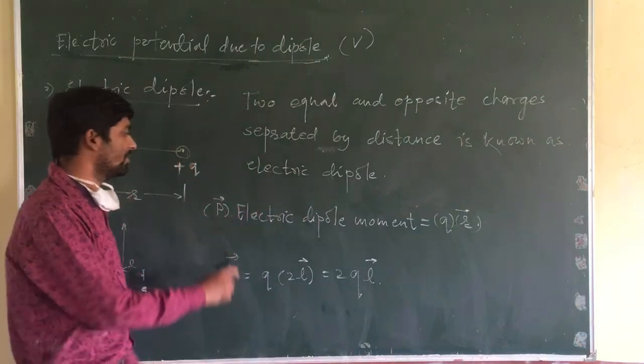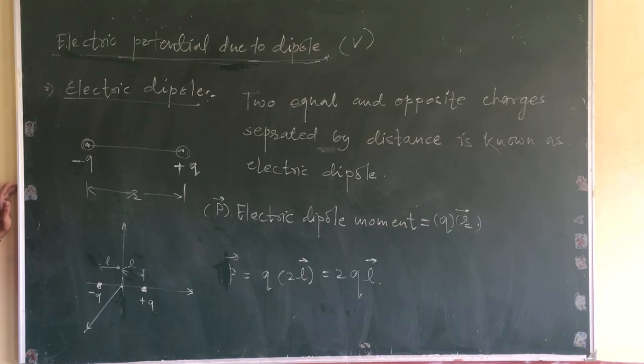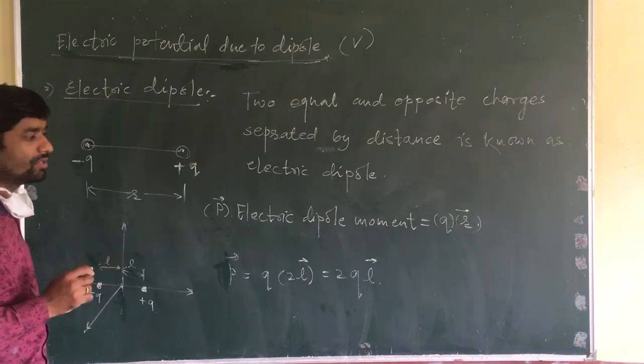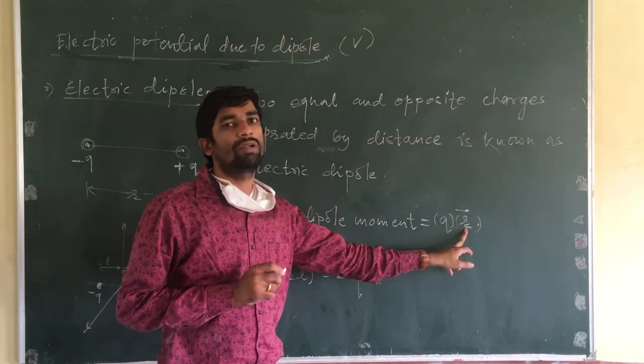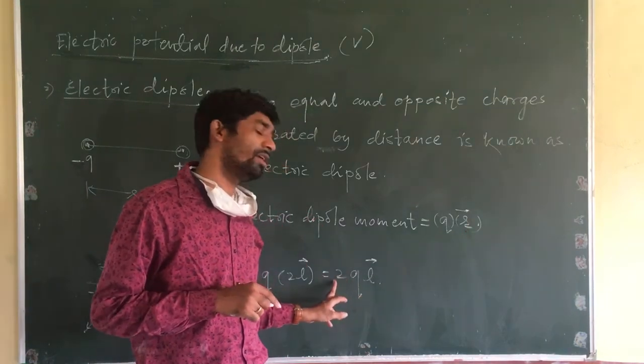Okay, so it is a vector quantity. Now sometimes you will get confused, because here it is R, or sometimes L is also written there, and in some problems they have written twice L.